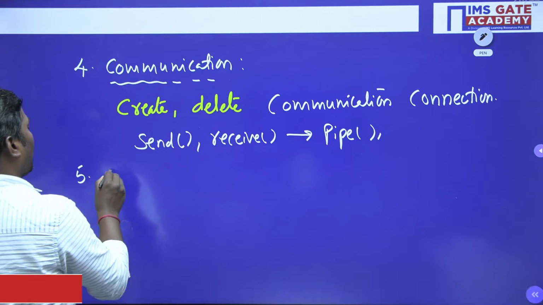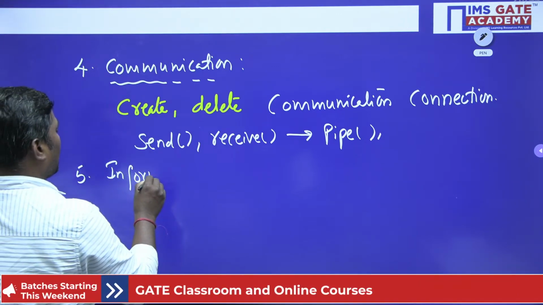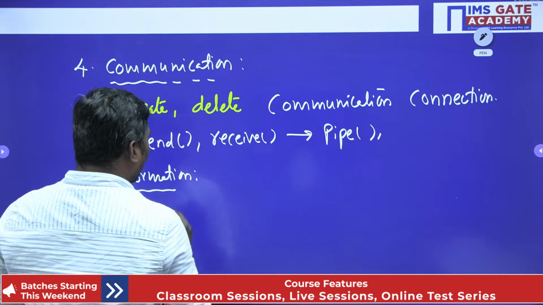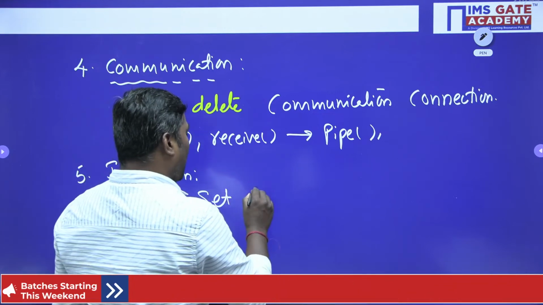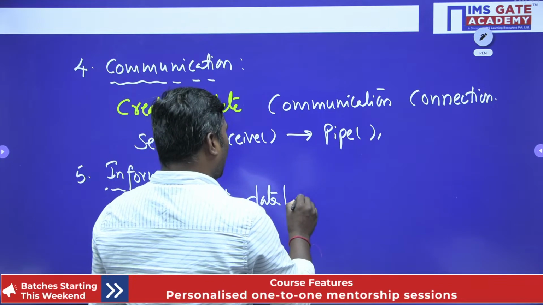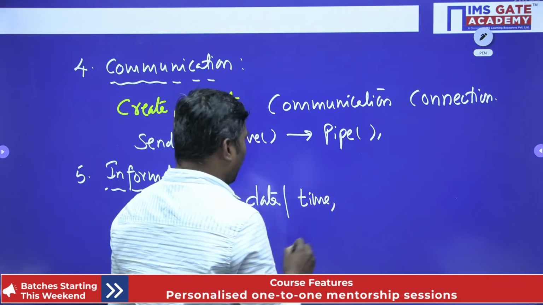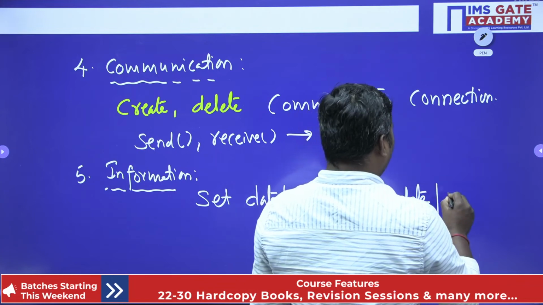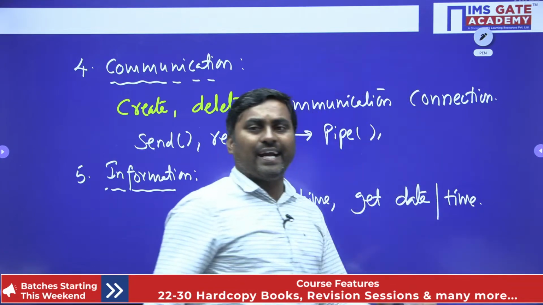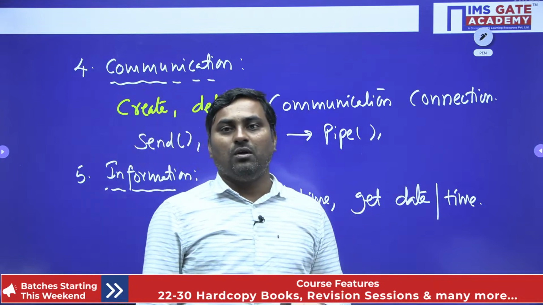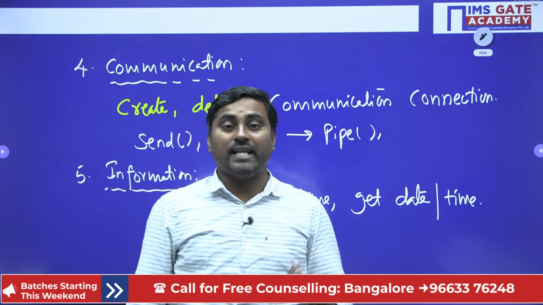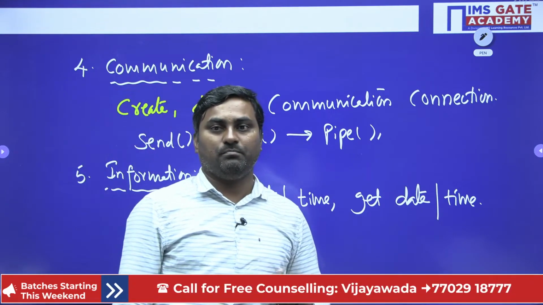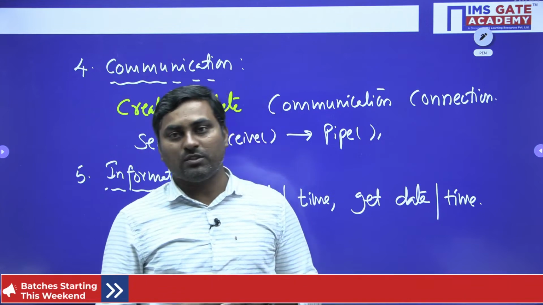The fifth one I said? Information maintenance. We store the information, and we maintain that also. Information maintenance means setting the date or time for a particular file, and whenever you want to read the system date or time. Also getting any kind of attributes of a process, the details of a process, all come under information maintenance. Clear? These are the types of system calls available.